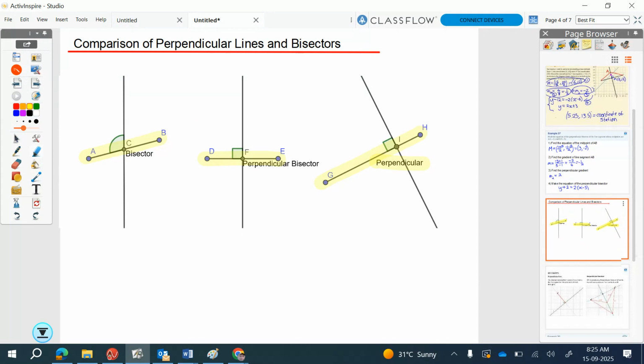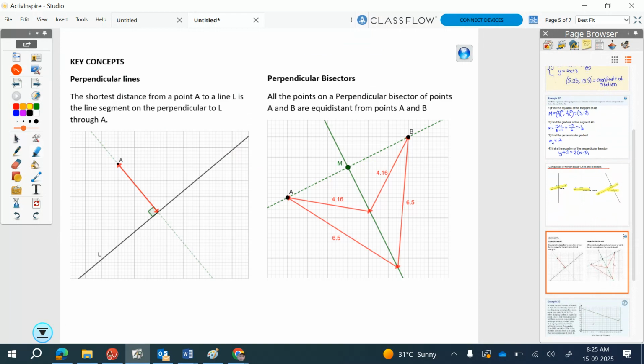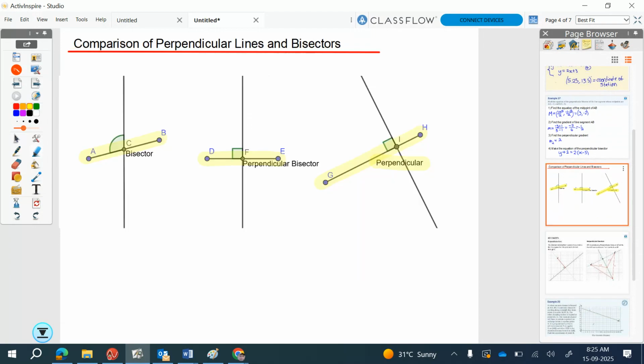What are the properties of a perpendicular bisector? So, perpendicular lines are useful for finding the shortest distance from a point to a line. For instance, we will use this one, the perpendicular.